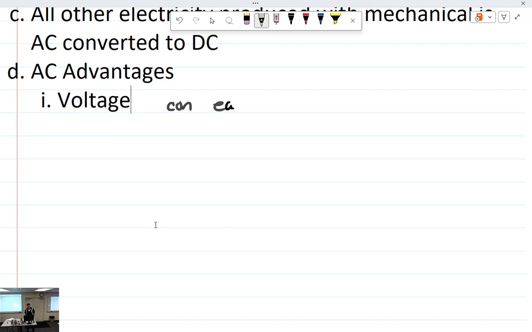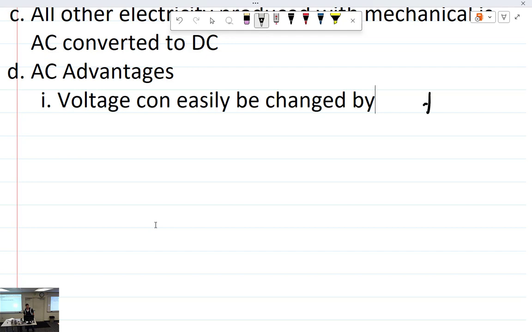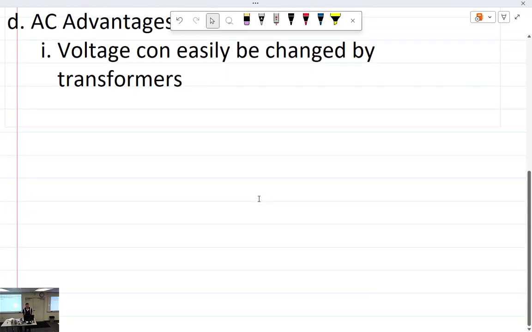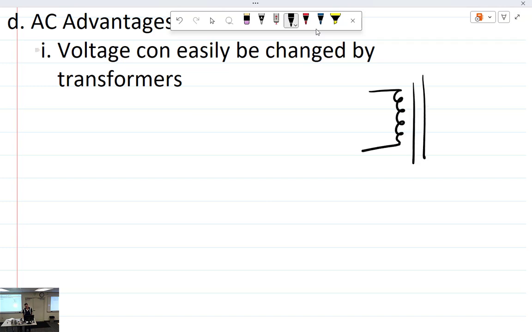Voltage can easily be changed by transformers. Not the robots in disguise, but the other ones. I thought finally it's going to get cool around here. No. We can use transformers. This would be a transformer. That's a coil. That's a core, iron core, and another transformer with maybe a lot more wires.